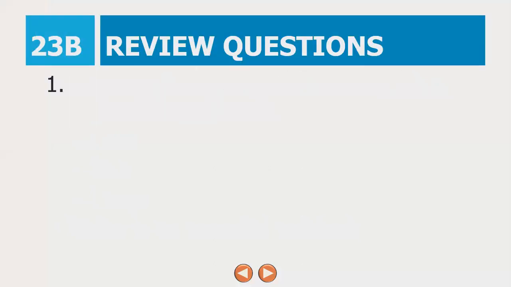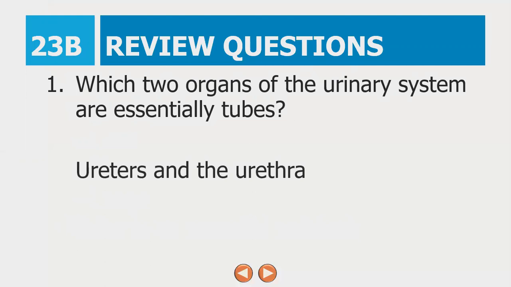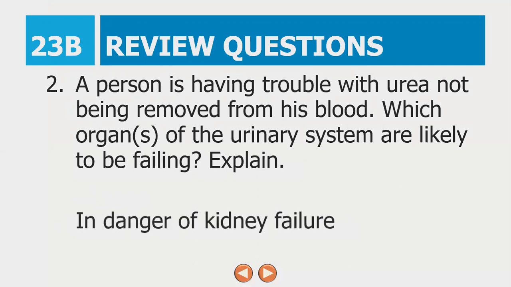All right, if we review questions here: which two organs of the urinary system are essentially tubes? The ureters, there are two of those, and the urethra, both tubes. A person is having trouble with urea not being removed from his blood. Which organs of the urinary system are likely to be failing? The kidneys would be in danger of failing, because urea is supposed to be filtered out through the kidney. So if it's not being filtered out, then something's wrong with the kidneys.